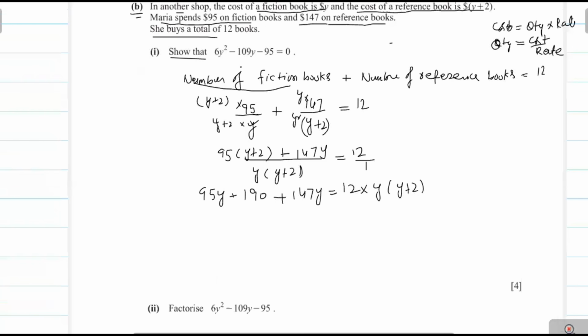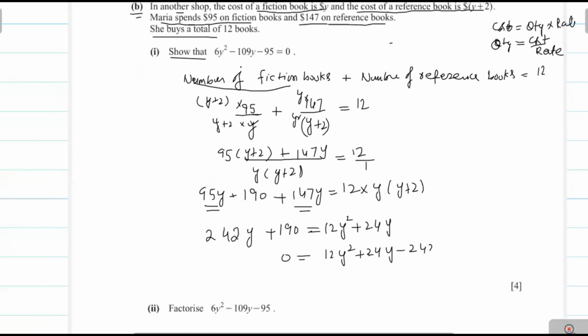Next we add all these numbers, 95y plus 147y, this will be equal to 242y plus 190 equal to 12y squared plus 24y. Now we shift all these values from left to right side. This becomes 0, 12y squared plus 24y minus 242y minus 190.